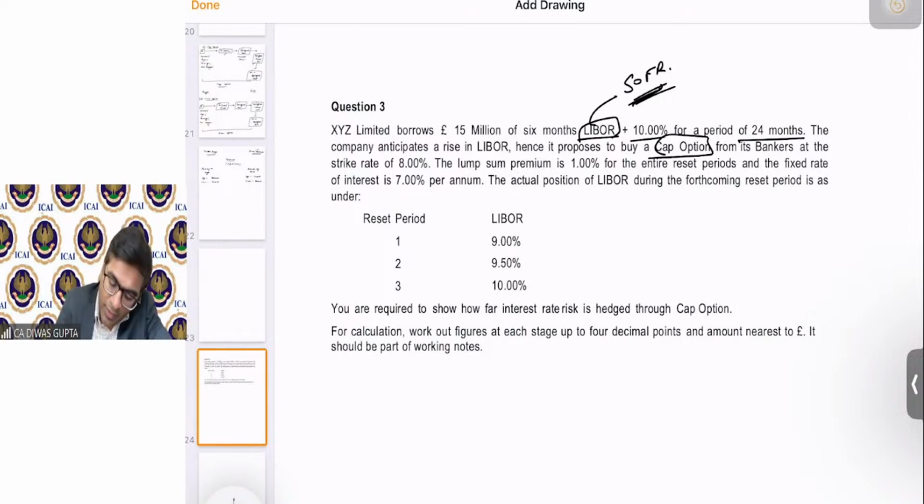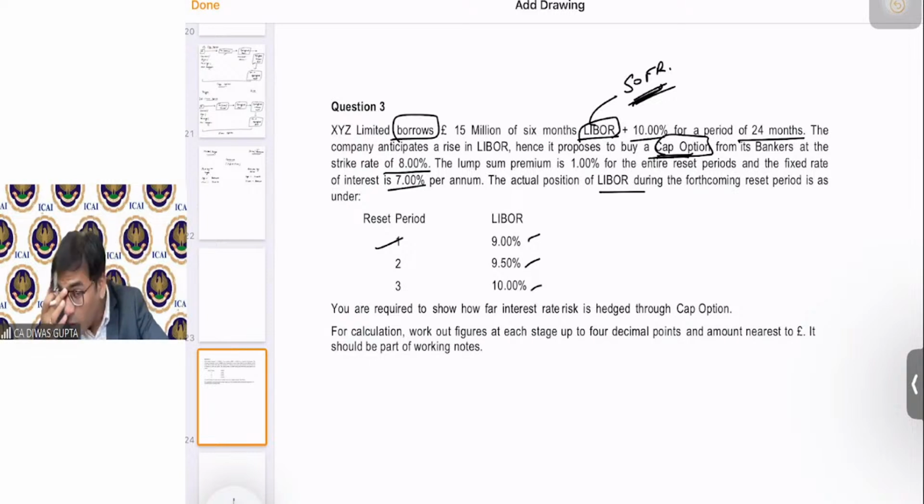Now see students, the company is on the borrowing side and they are entering into the cap option, which is perfectly fine because the rate of interest is expected to go up, from its bankers at the strike rate of 8%. So the LIBOR will get compared to this 8% because the strike rate is 8%. The lump sum premium is 1% for the entire reset periods and the fixed rate of interest is 7% per annum, which is fine. The actual position of LIBOR during the forthcoming reset periods is as under: 9, 9.5, and 10. So they have given us the actual movement of this LIBOR also.